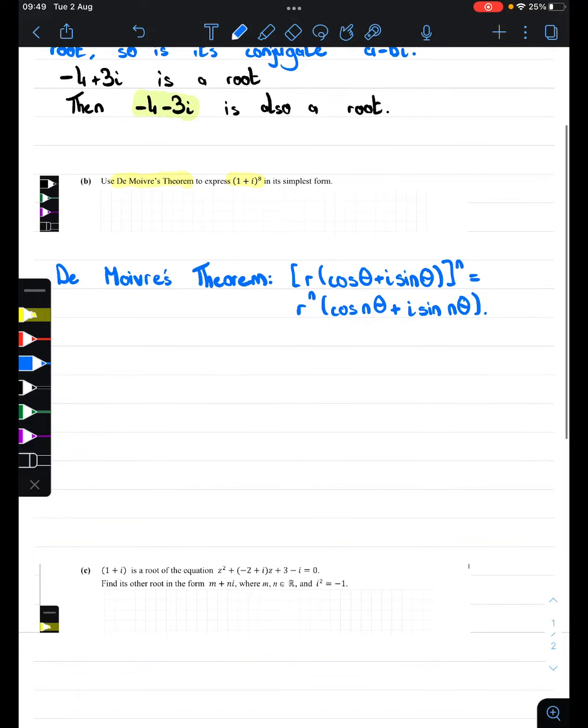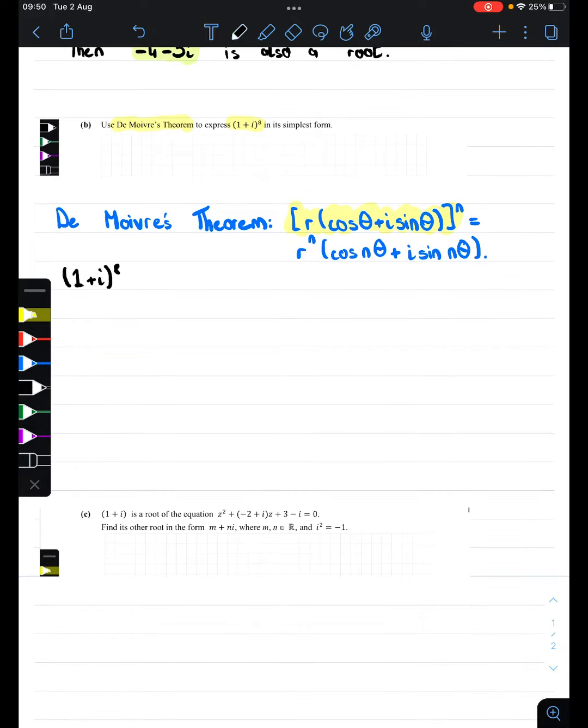Okay, and we want to use this to write (1 plus i) to the 8 in its simplest form. So we're going to be using this side of the equation, because this side is a complex number to the power of something, and we have a complex number to the power of something. And now our job is to write 1 plus i in the form r (cosine theta plus i sine theta).